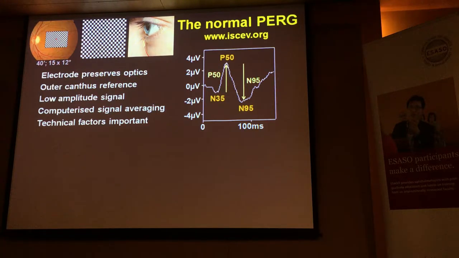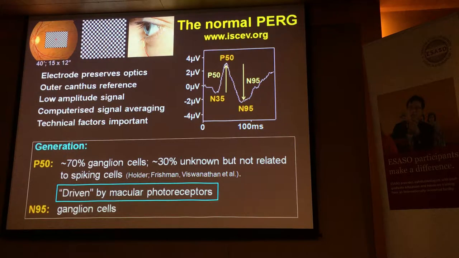Reference electrode, I'm not going to go into the technical side of recording, that's not what we're here for. But suffice it to say that if you follow things appropriately, you get a small signal with a positivity and a negativity. And rather than the hundreds of microvolts that you get for the full field ERG, these are small. You need to use computerized signal averaging to extract them. But once you take into account all the necessary technical factors, test-retest, trial to trial variability is about the same as a full field ERG. So it's a reliable signal. They need good technicians.